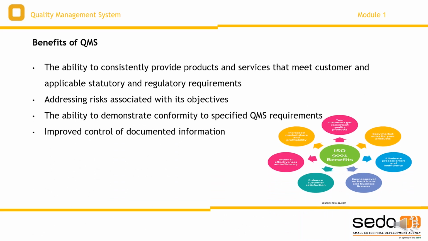One might ask, but what will be the benefits for me as an organization if I have the quality management system in place. These will be the benefits. Your organization will have the ability to consistently provide products and services that meet customer and applicable statutory and regulatory requirements. By having a quality management system, you'll be able to provide products or offer services in the same way all the time. You will use the same methods, procedures, work instructions, checklists, irrespective of who is manufacturing the product or offering the service at that time.